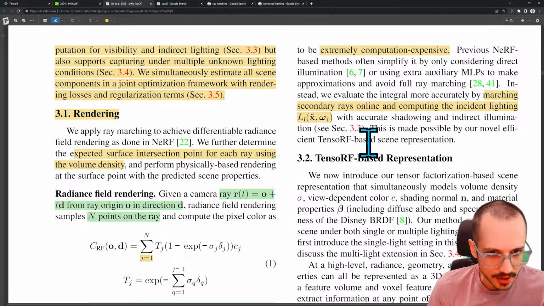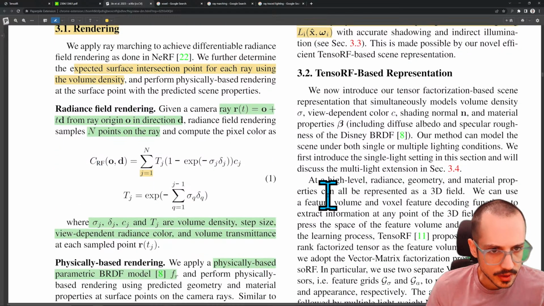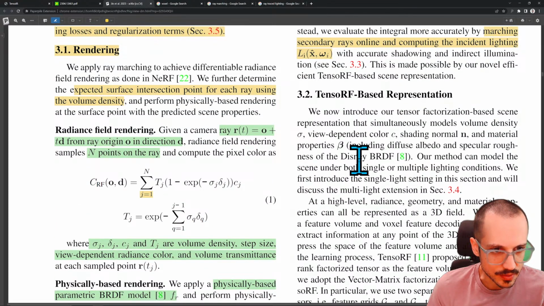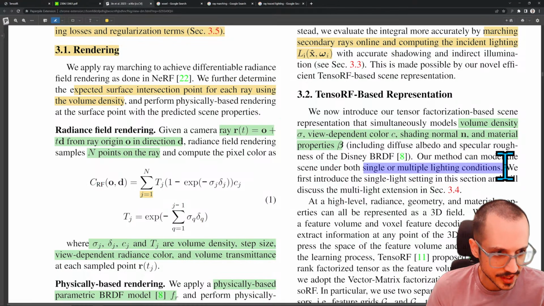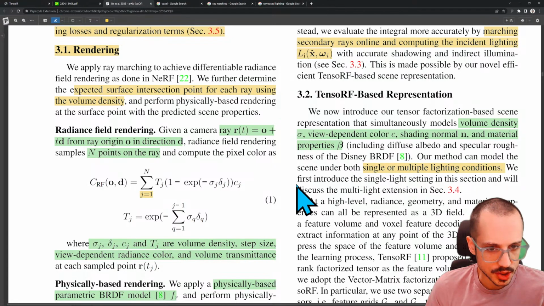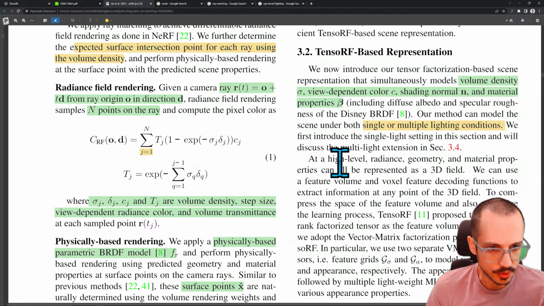"This is made possible by our novel efficient TensoRF-based scene representation." So let's hear about this magical tensor-based representation. "We now introduce our tensor factorization-based scene representation that simultaneously models volume density, view-dependent color, shading normal, and material properties. Our method can model the scene under both single or multiple lighting conditions." So what they're referring to here is whether there's one light source or multiple light sources. "We first introduce the single light setting in this section, and we'll discuss the multi-light extension in section 3.4."